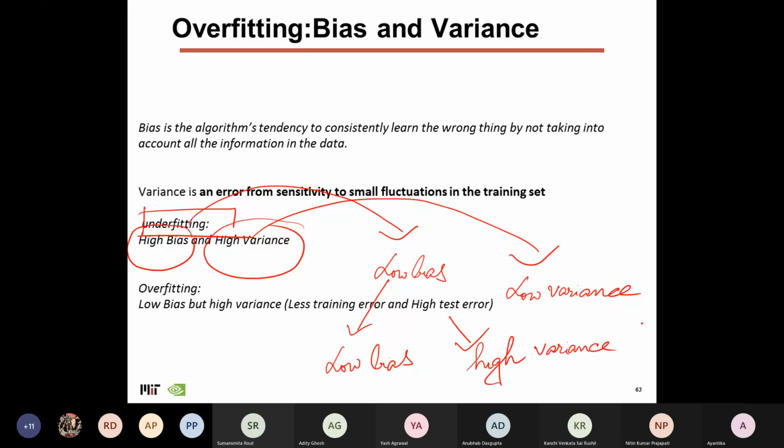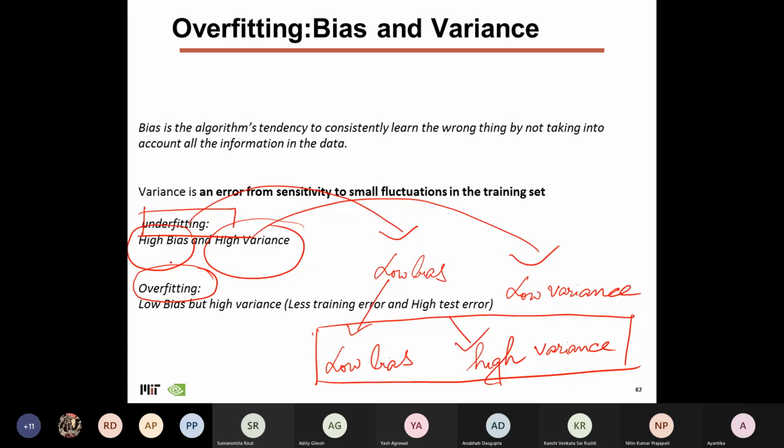And this scenario, when your training accuracy is high, that means you have low bias, but your test accuracy is low, that means you have high test error. This situation we term as overfitting. Okay, is it clear? What we understand by bias and variance, and especially what we understand by overfitting, because this term we are going to use repeatedly. Any question?